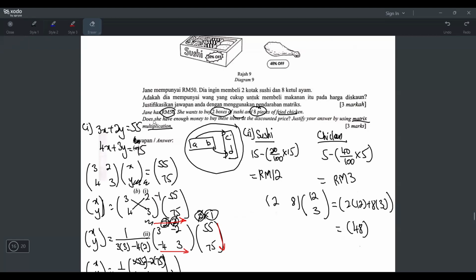So Jane has 50 ringgit. Does she have enough money? So I'll write here, enough lah. Yes, enough. Okay. So I'll just write enough.